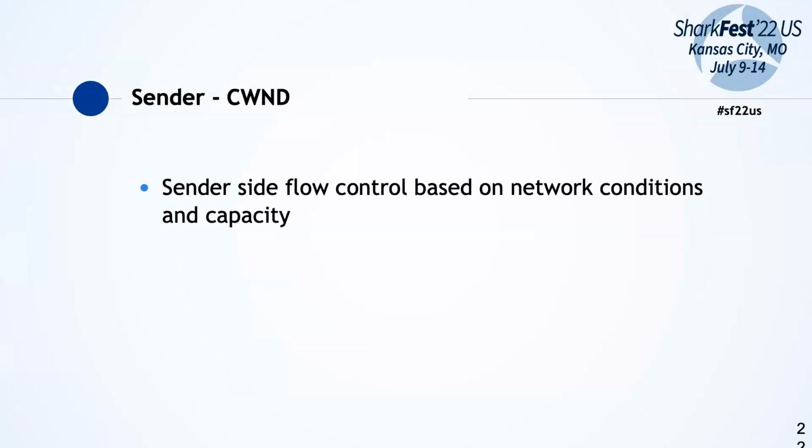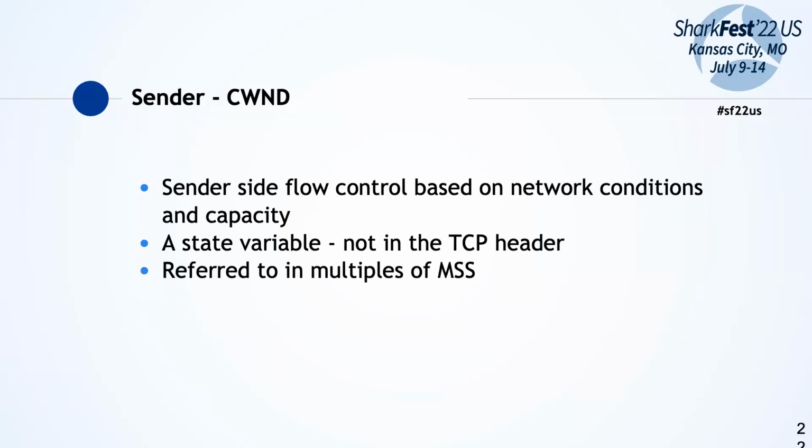Now we're going to talk about congestion window, CWND, as you might see it abbreviated. This one is sender side flow control. Based on some variable in the TCP header? No, not that easy. It's based on network conditions and capacity. This is something that you cannot find in the TCP header. It is a variable that's maintained in memory on the sending side. It is generally referred to in multiples of MSS. At the beginning of a connection, it can be small, 2, 4, 10, and it will grow.